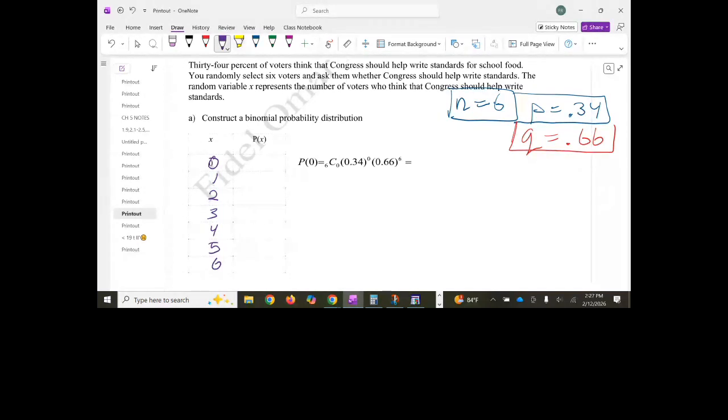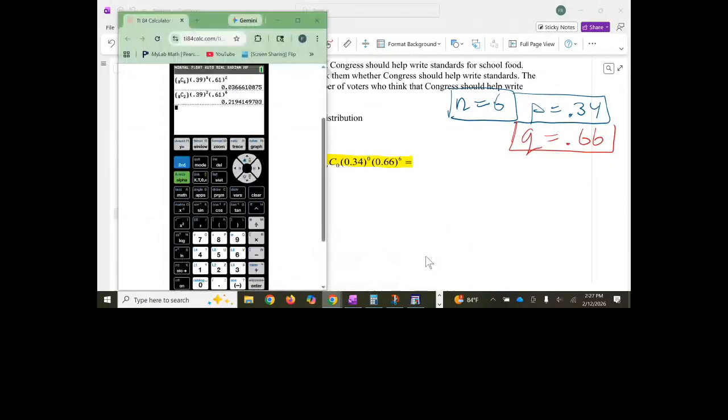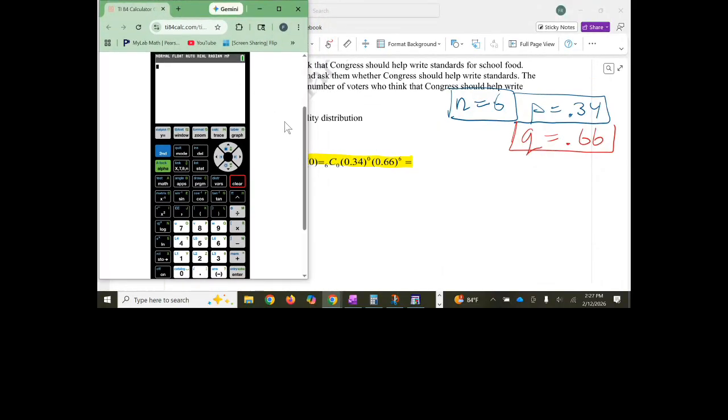So y'all, what I have right here is the first part for no people agree, right? We asked 6 people, hey, do you guys think Congress should get involved? And they're all like, no, Congress has other things that they should be doing. Okay, so let's do this. Let me grab my calculator again. I'm going to clear this out. Exactly what I have written right here is exactly what I'm going to do. So I'm going to go parentheses, 6, math. We're going back to our probability. Number 3, we're choosing no people. None of them agreed. Okay, close it off.